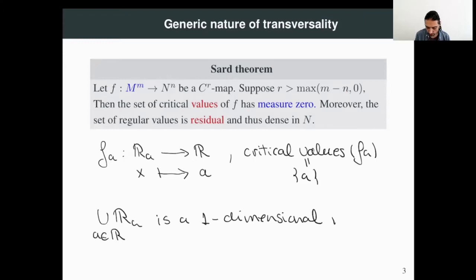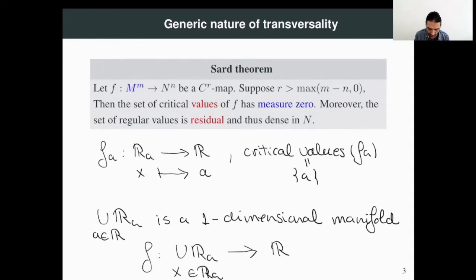Of course, the issue is that this manifold is not at all second countable. But what happens now is that if we define F as a map from this one-dimensional manifold to R that sends a point x which belongs to R_a to the point a, what we get is that all the points in the line are now critical values. The critical values of F are now all the points of the line. And so it's not true that this set of critical values has measure 0.